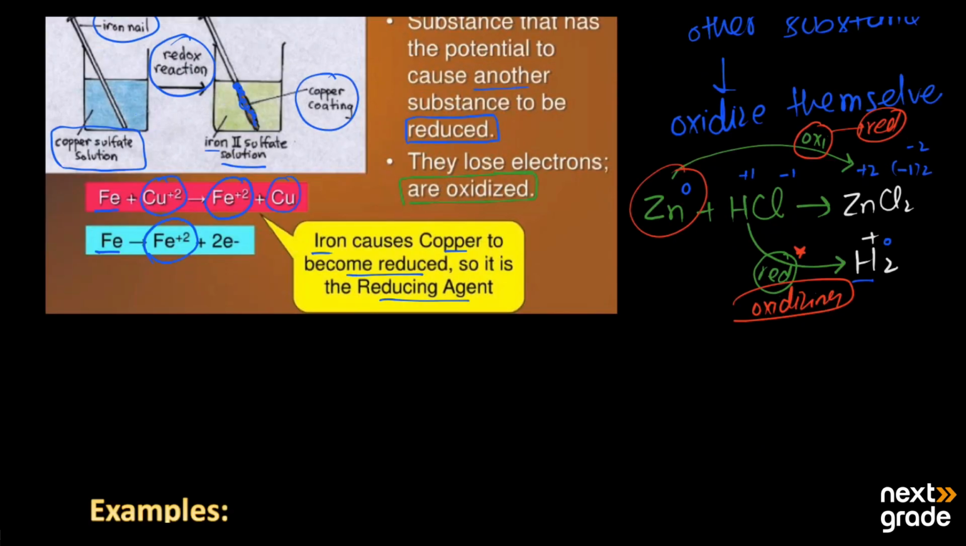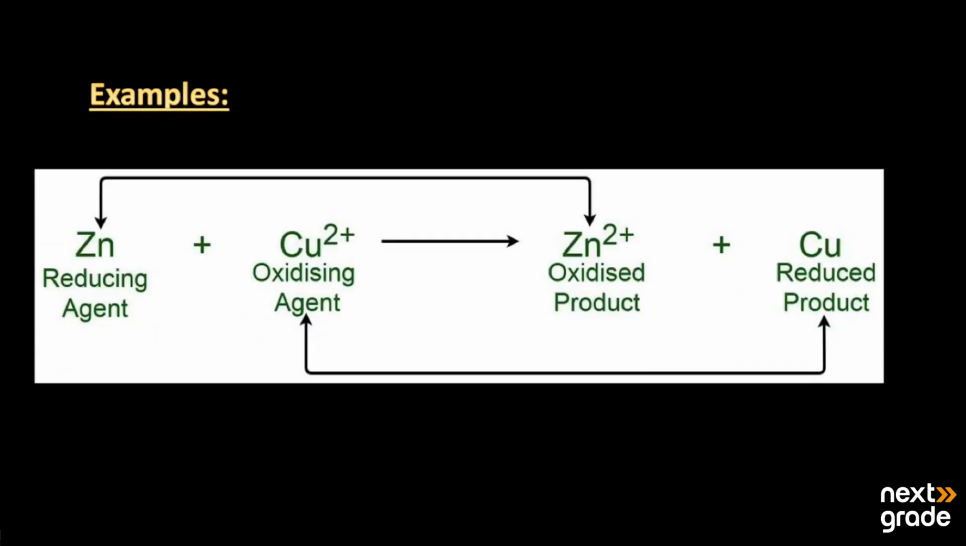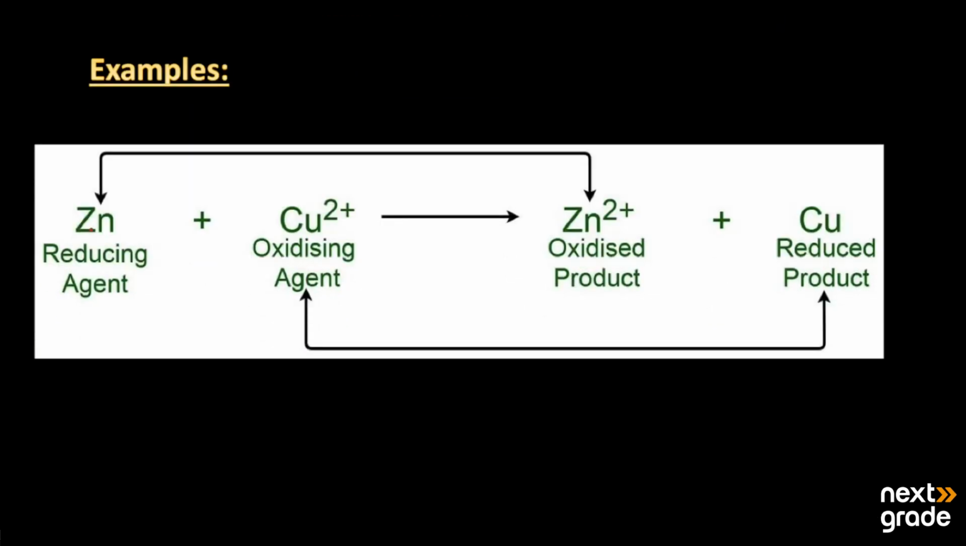On the other hand, here is another example for this process. Here we have zinc reacting with copper. When copper reacts with the zinc, the zinc is oxidized. Here the oxidation of the zinc takes place, and from the zero oxidation state, its oxidation state becomes +2. When we look at the copper, its oxidation state is +2, but after the reaction, its oxidation state becomes zero. It means it undergoes reduction.